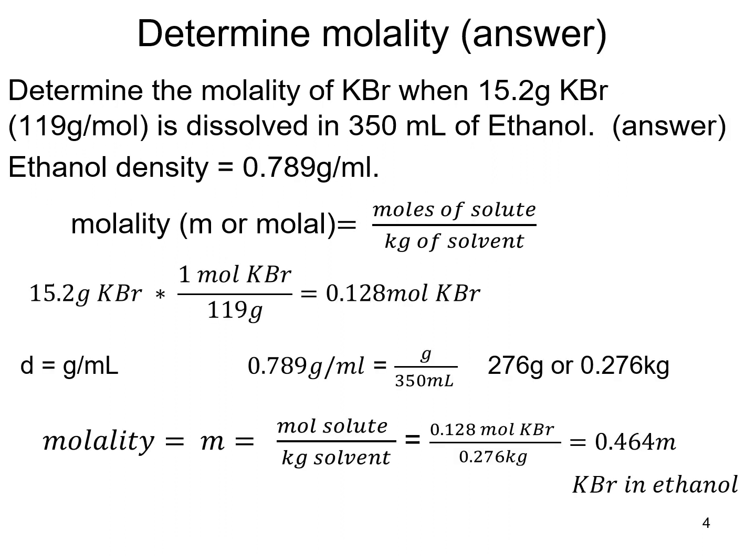Okay, so the moles here are the same as before. We've got 15.2 grams of KBr, 119 grams for every mole, grams and grams cross out, and we're left with 0.128 moles of KBr. For density, we have to use the density equation. We have the density, we have the volume. We're going to cross multiply on both sides, and that should give us 276 grams. So our molality is just the moles over the kilograms, so I'm getting 0.464 molality KBr in ethanol.